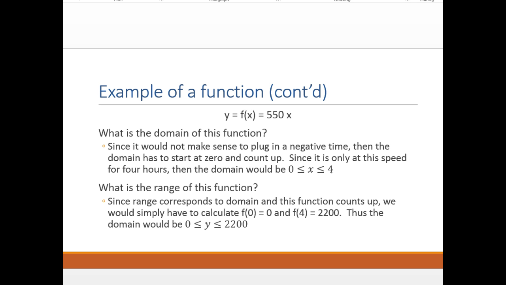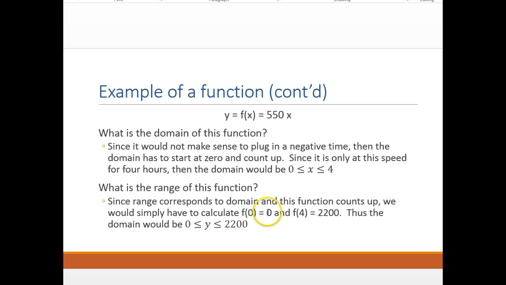Now for each element of the domain, there's a corresponding element of the range. And it makes sense that the range is going to be increasing as time goes on. So what we need to do is take the endpoints of our domain and figure out what the corresponding range values would be, or what the y values would be.